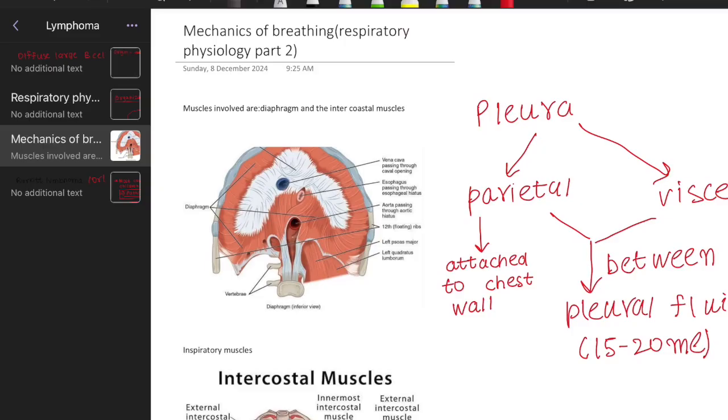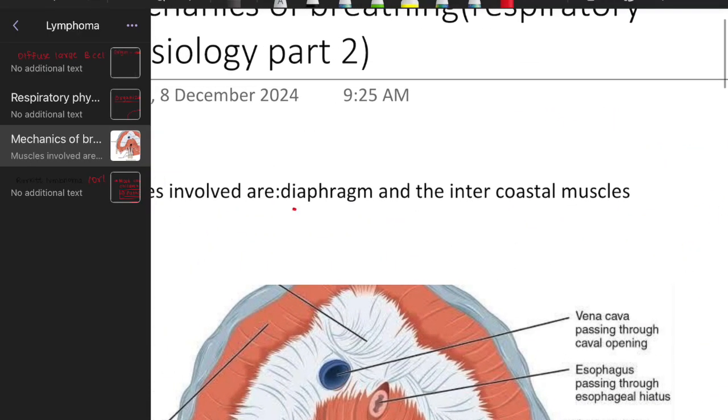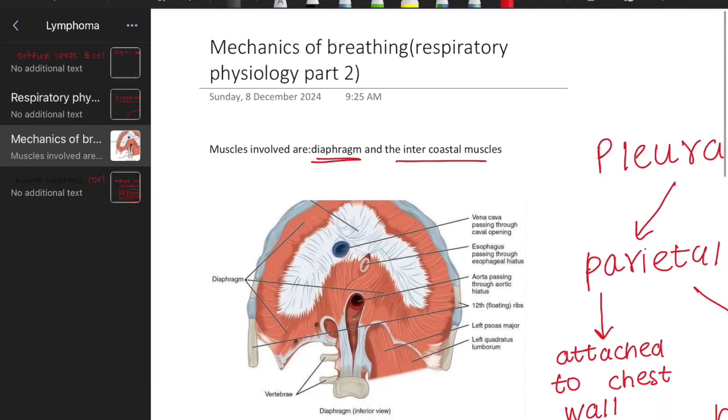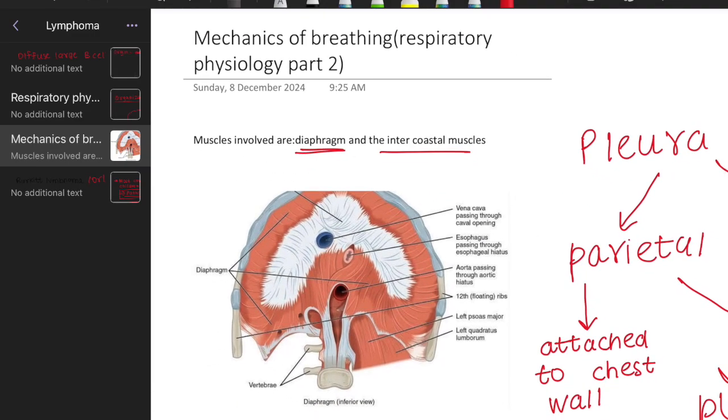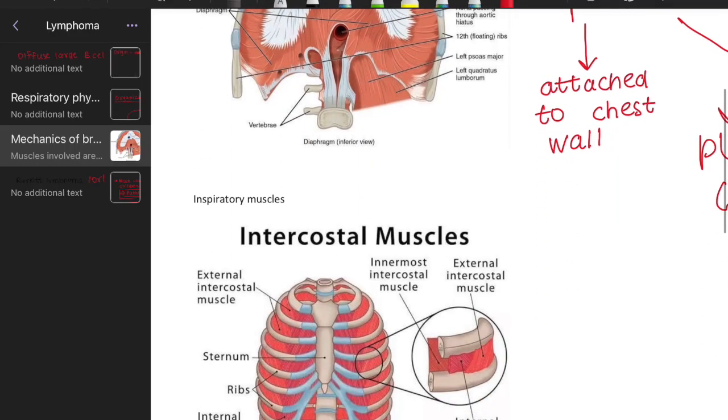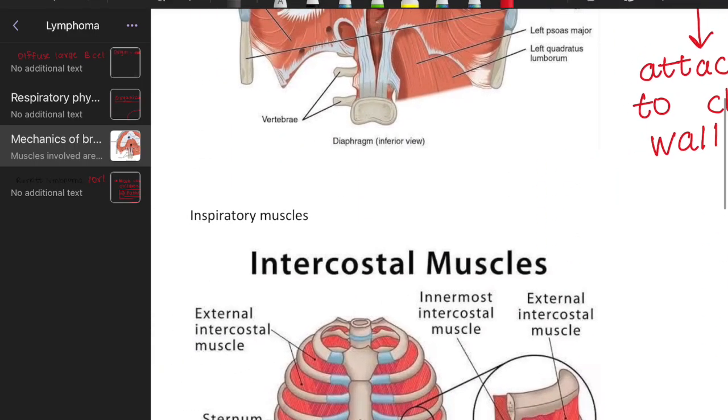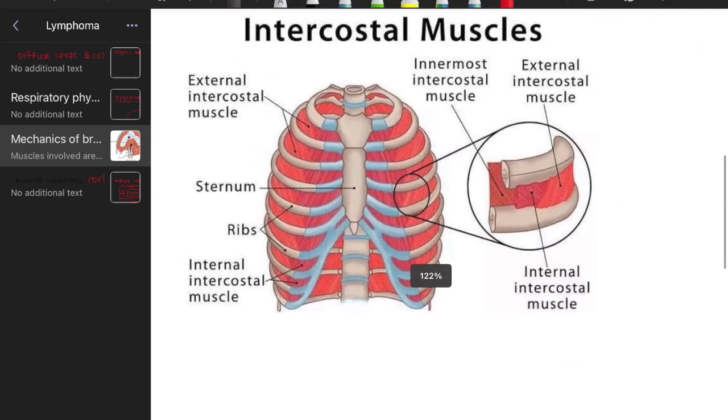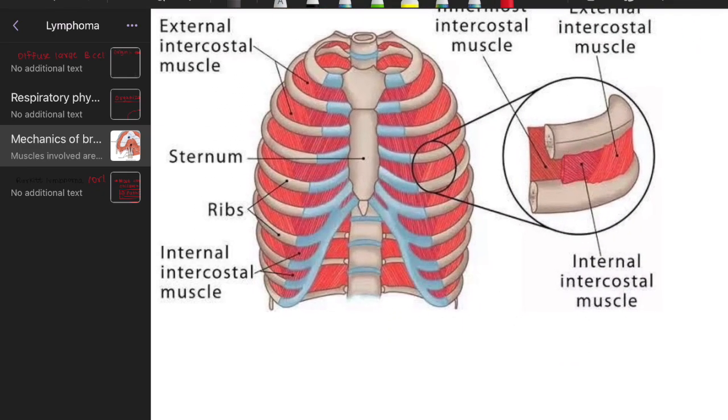Now see, breathing involves two processes, inspiration and expiration. And during inspiration and expiration there are two muscles involved, namely the diaphragm and the intercostal muscles. Now I will mention that expiration is not really driven by the intercostal muscles, except if there is a forceful expiration, but let's talk about it serially. So if I talk about inspiration, there are two muscles involved, the diaphragm and the intercostal muscles.